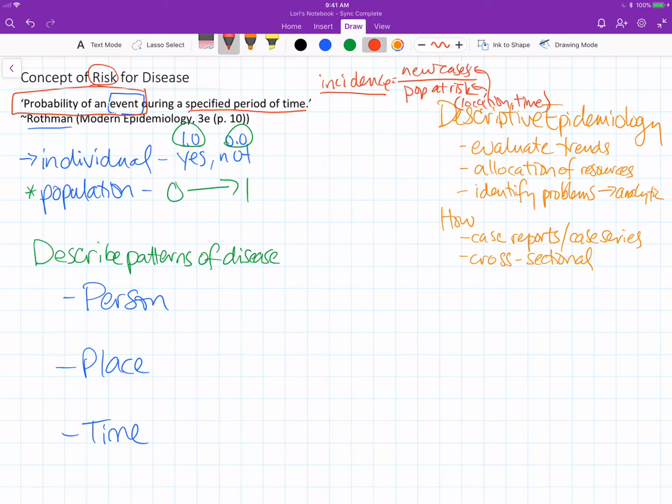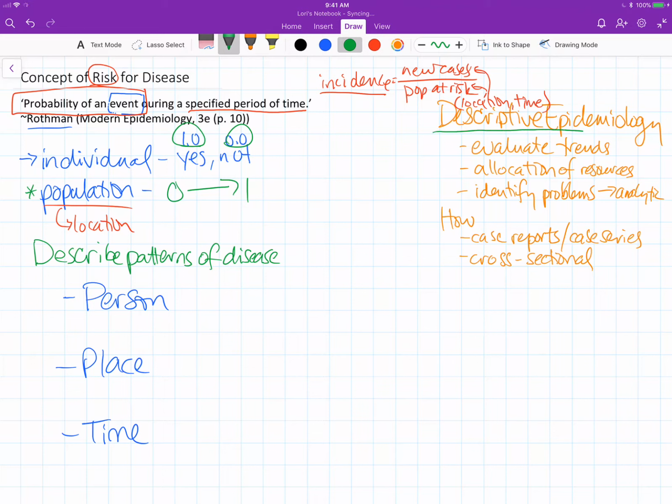So here we have incidence or risk of an event occurring for a population during a specified period of time. And a lot of times for that population, that really defines our location. Not always, but if we're saying for a specific state or city or county, then that's our location. And the time is often over a given year, but it could be a shorter time period or a longer time period.